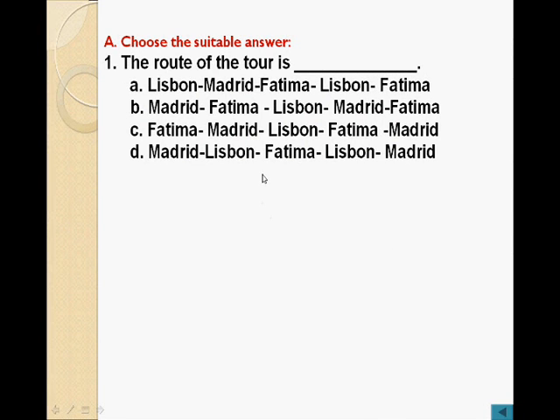So, what do you think the correct answer is? Yes. That's why I told you it goes from Madrid to Lisbon to Fatima to Lisbon to Madrid again. You can't say Madrid, Fatima, Lisbon, Madrid, Fatima, because the tour is not like that. Again, you can't start by Fatima because they started traveling from Madrid. So C is wrong. And again, they didn't start from Lisbon, they started from Madrid. So again, A is wrong. Okay? Very good.